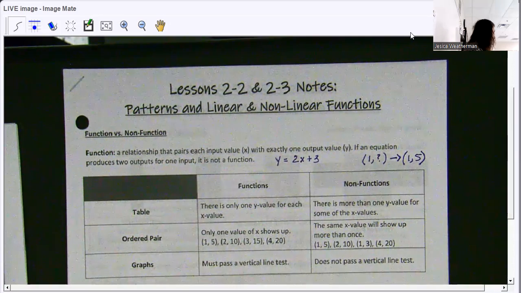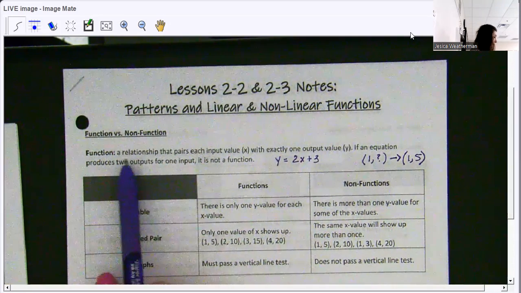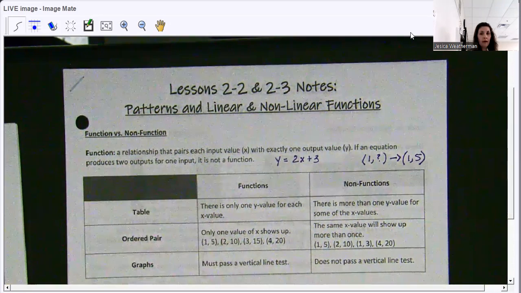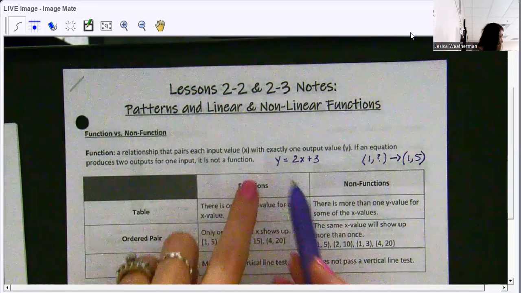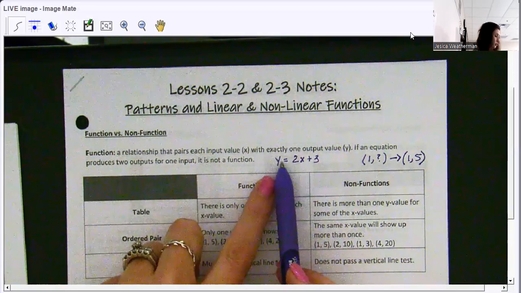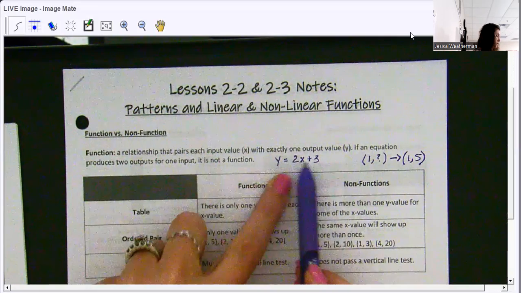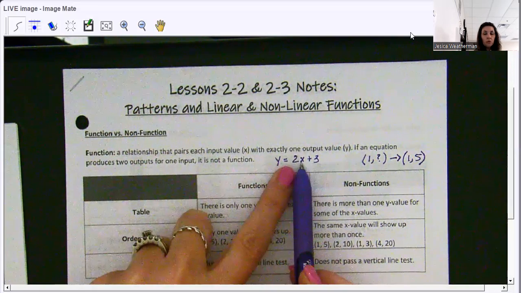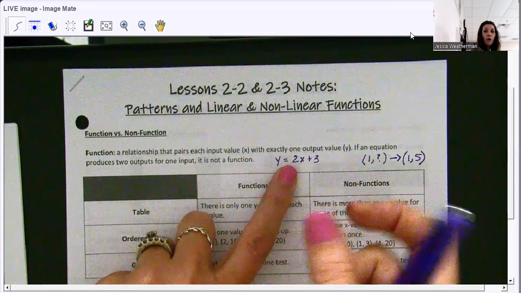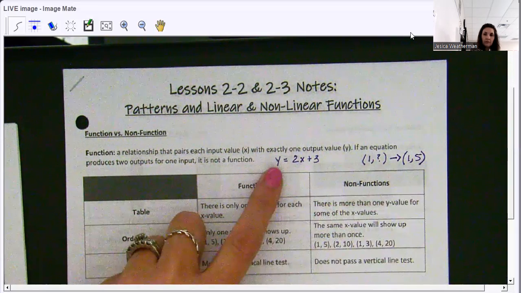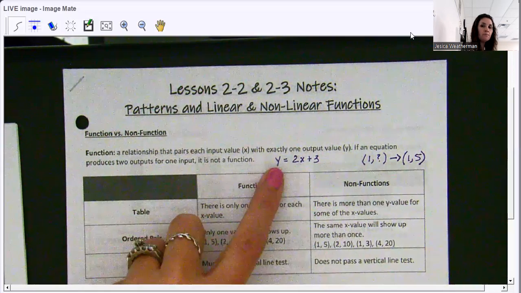Okay, so let's read the definition of a function. It's a relationship that pairs each input value, input is x, with exactly one output value. Your output is y. Look at this equation: y equals 2x plus 3. x is your input value. You put a number into the x, and out comes a value for y. That's why it's called the input and the output.